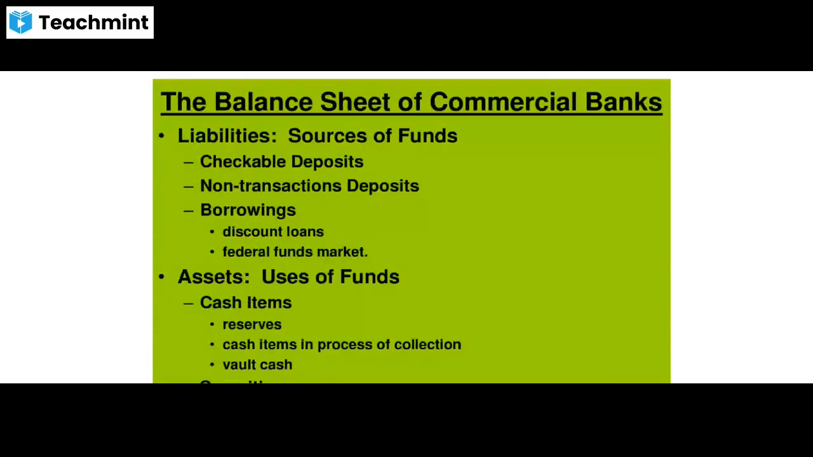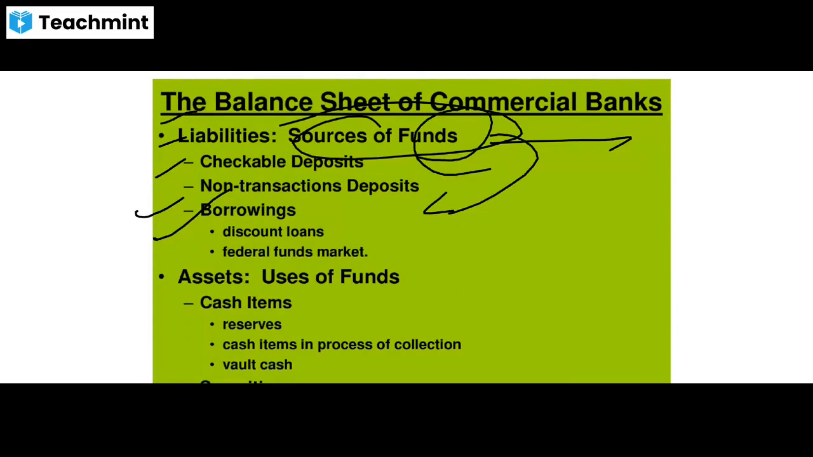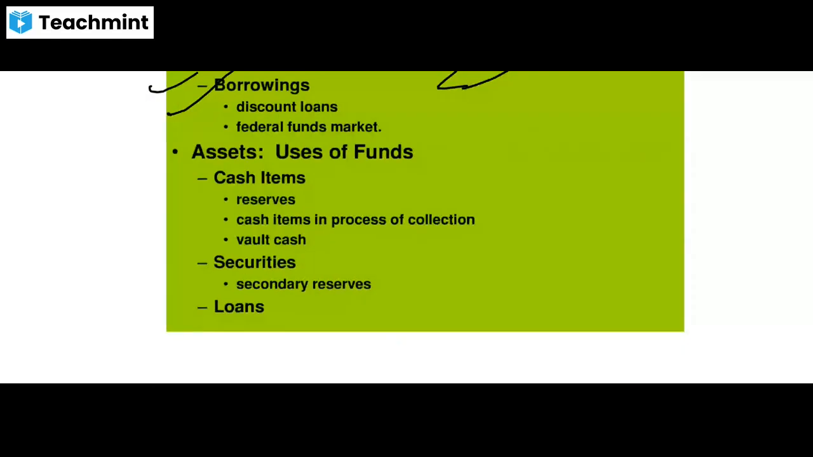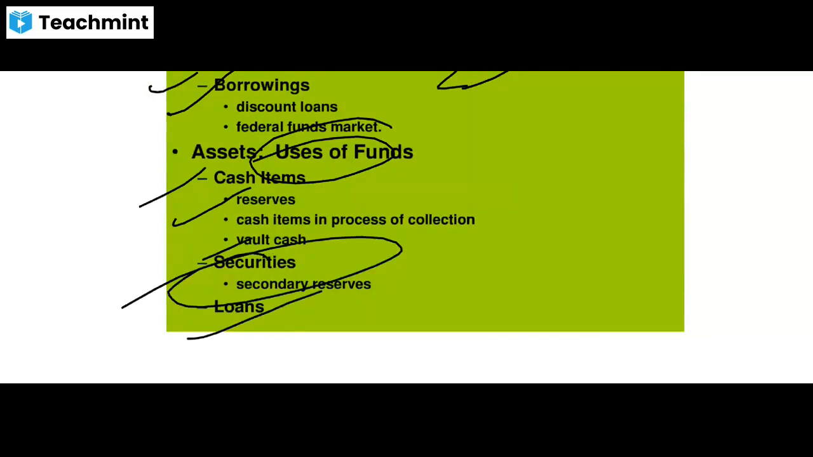Okay, these things are the balance sheet of a commercial bank. These are liabilities and assets. Liabilities are the source of funds. If the source of funds is outside, like your checkable deposits, non-transaction deposits, and borrowings of the bank, they are the sources of funds. Funds are coming from outside, so that's why they are liabilities. And the assets are uses of funds, like your cash items, reserves, securities, loans. All these things are your assets.